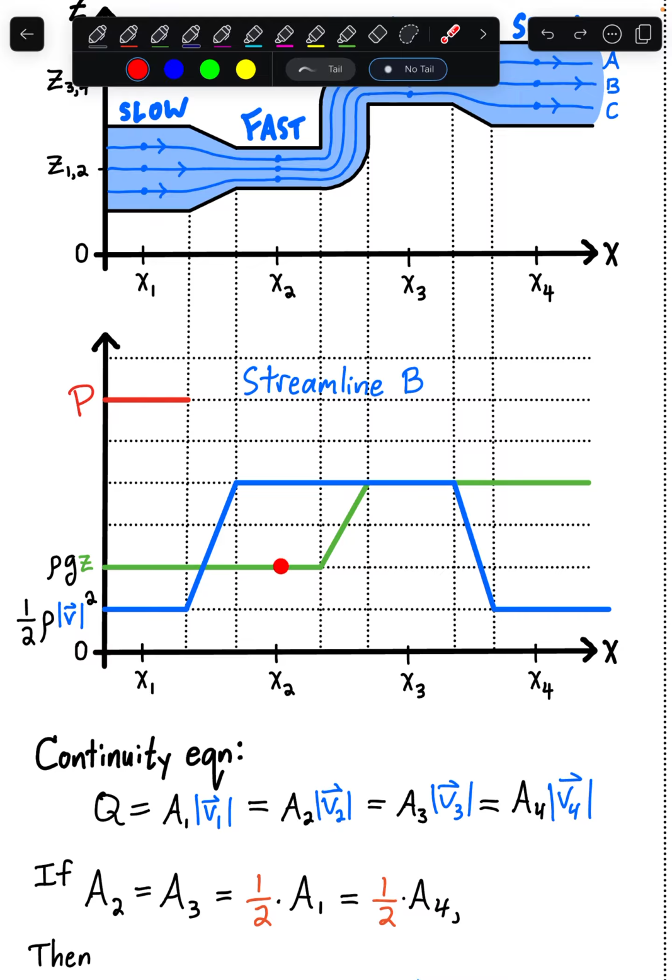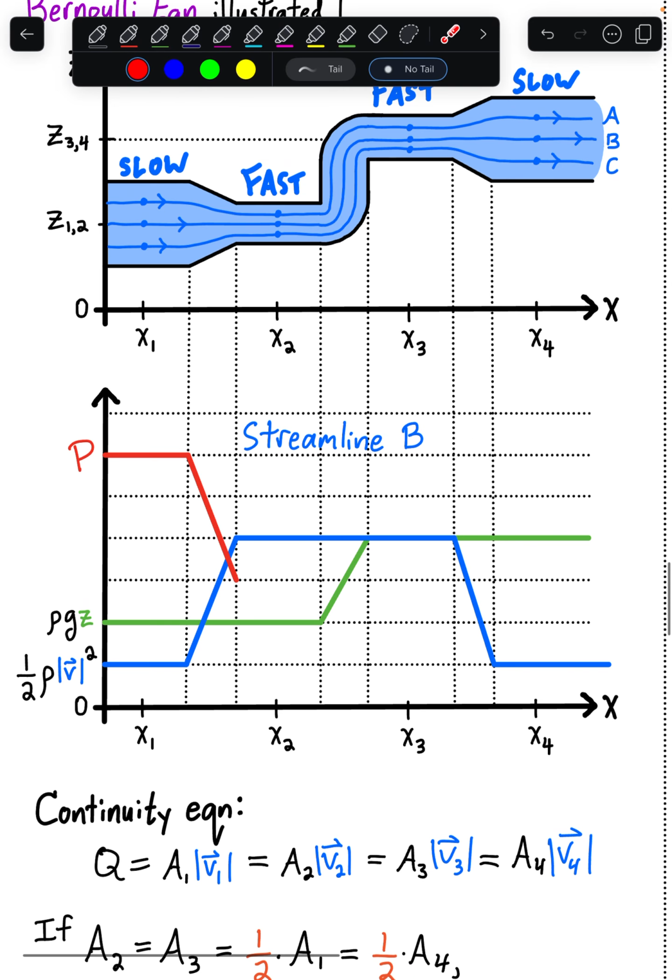So here we have 2 units for the green and 4 units for the blue. That makes a total of 6 units. So the pressure must be down at 3 units. So the pressure must have dropped down to this value in that acceleration zone here where the fluid was speeding up.